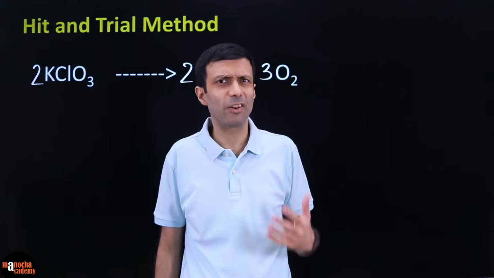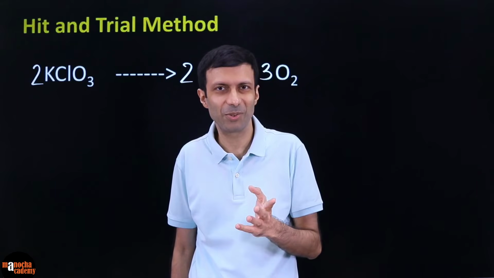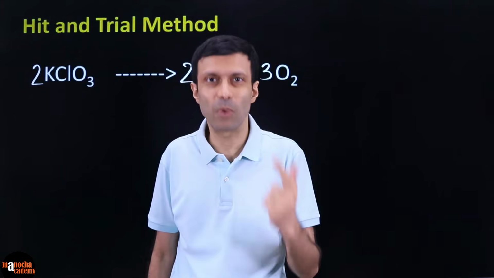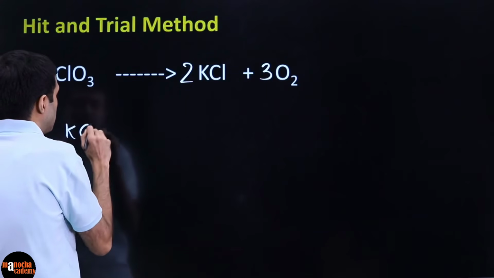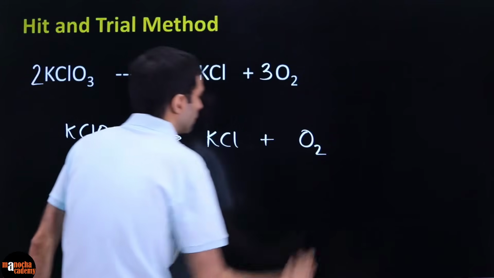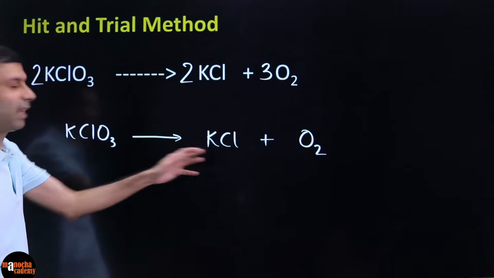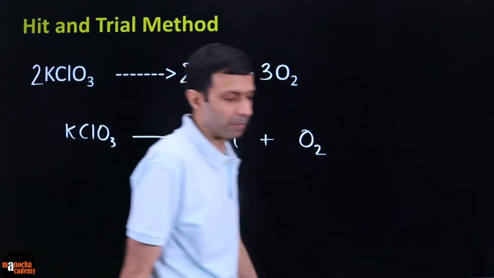Now do you guys want to see an awesome fractions trick? How we can do this equation with fractions? Do you want to try it out? So please write down this equation one more time. So let's write it again. KClO3 gives KCl plus oxygen. So we can see potassium was balanced, chlorine was balanced, only oxygen is causing the problem.